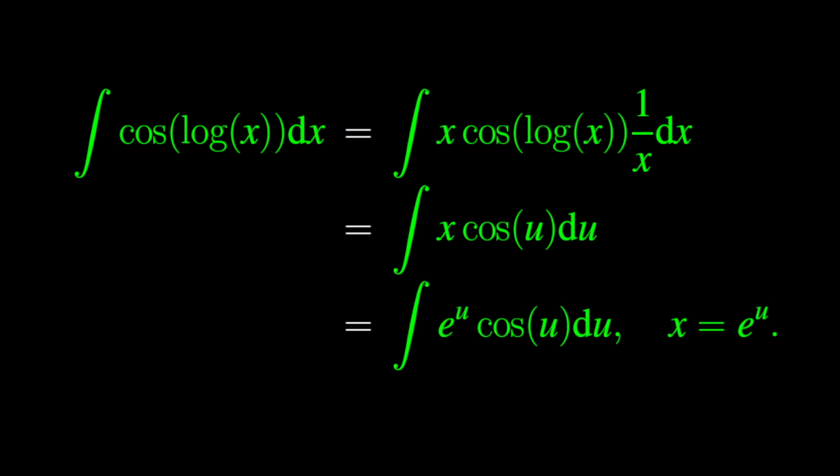This suggests that we have to replace x by its expression in terms of u. But we know that x is exponential of u, therefore we have the new expression as the integral of exponential of u times cosine of u du. In order to compute the integral of exponential of u times cosine of u du, we have to use the integration by parts method.